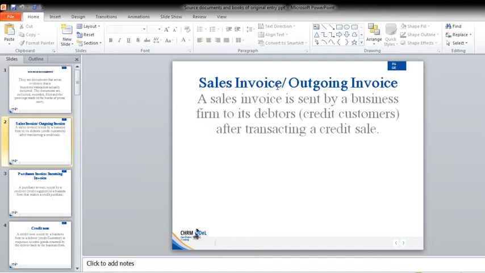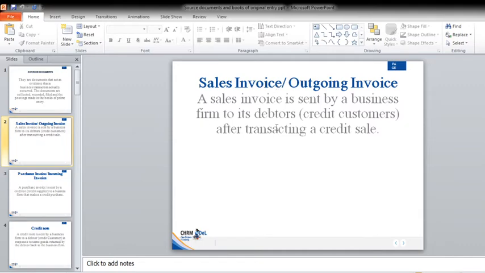Of importance here, you need to know that an invoice is prepared by the seller. And therefore, the person who is receiving that document is going to be the buyer. It is known as outgoing because it is moving out of the business to the customer or the buyer.